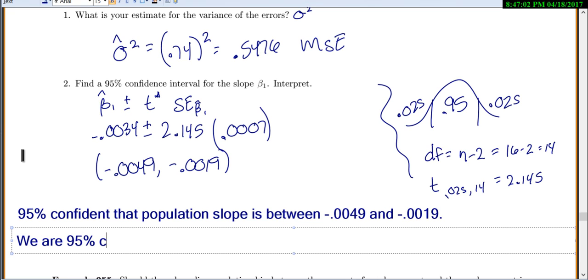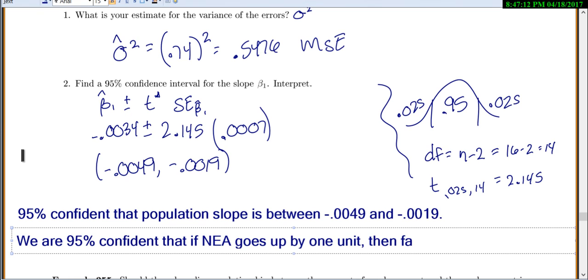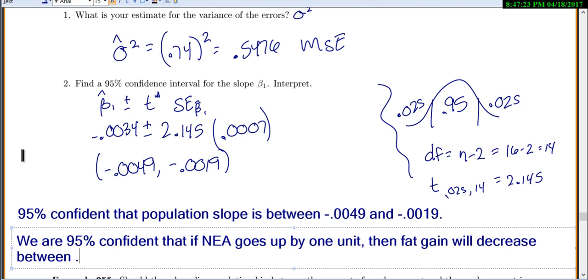So we are 95% confident that if x goes up by 1, so if NEA, non-exercise activity, goes up by 1 unit, then fat gain will, instead of going up, let's go down because that's a negative slope, will decrease by, let's say, between 0.0019 and 0.0049 units. So again, if the exercise goes up by 1, we're predicting fat gain will go down by somewhere in there. We don't know exactly what our population slope is, but we're 95% confident it's between those two numbers.